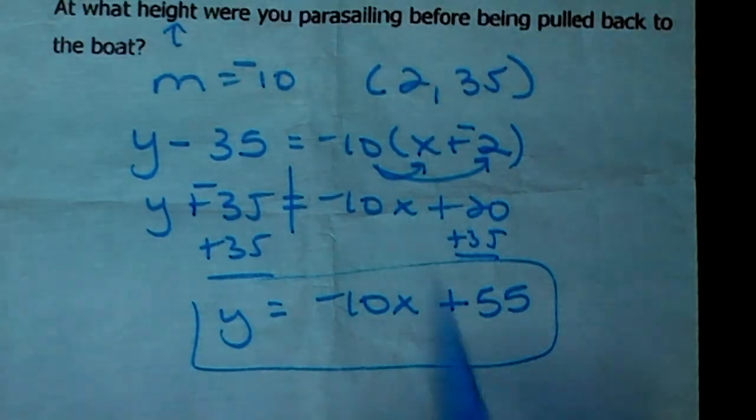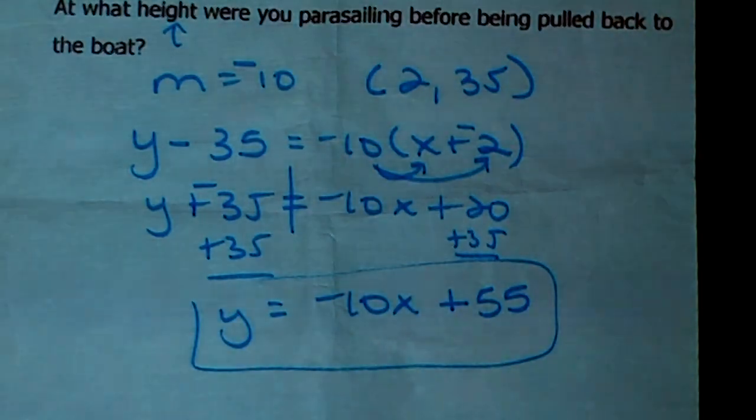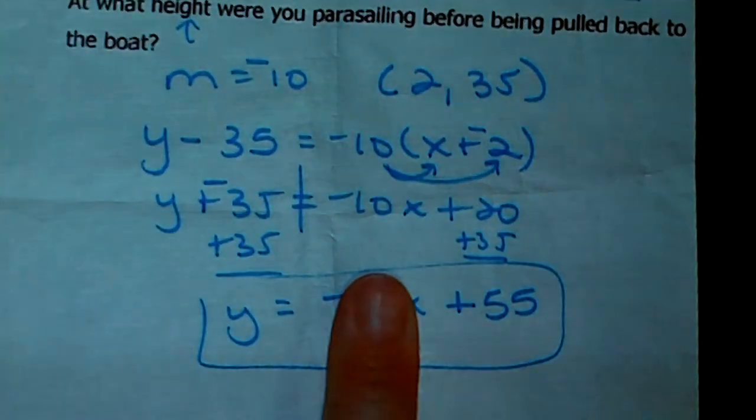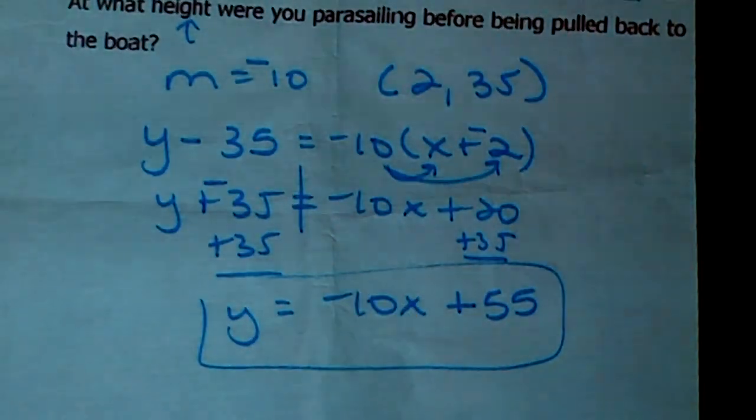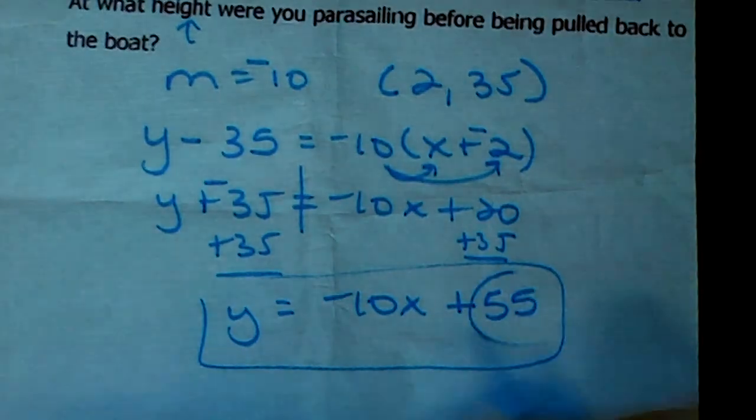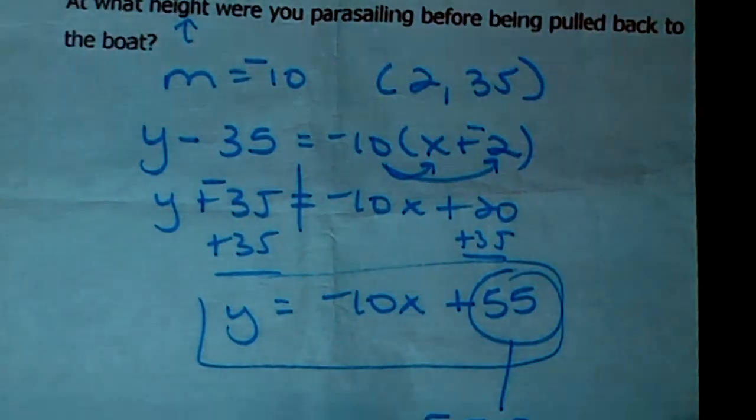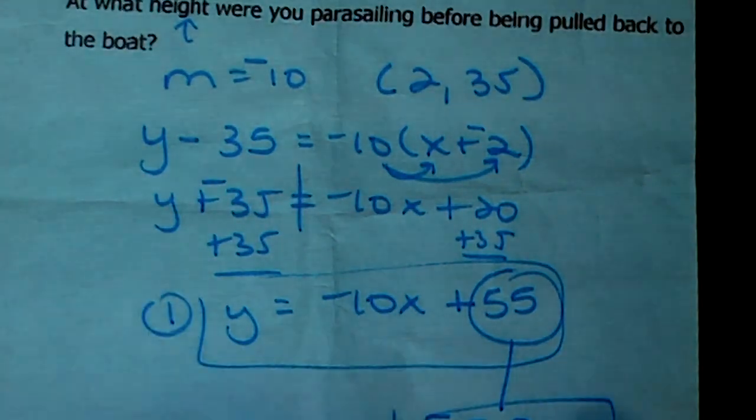There's your equation. Now when I ask you at what height you were parasailing before being pulled back to the boat, I'm asking you what y is when x is 0. When x is 0, y is 55. So that's your answer. It's 55 feet. So here's part 1. Here is part 2. You are done.